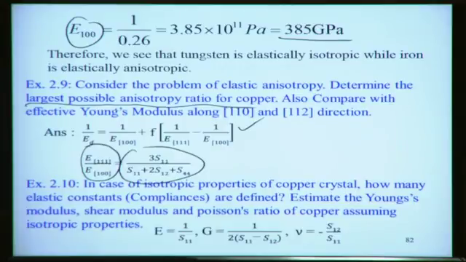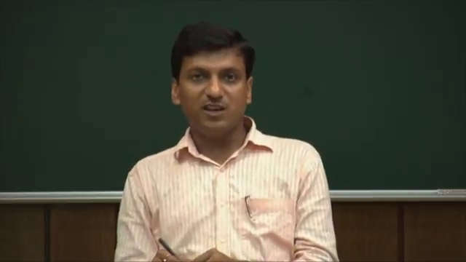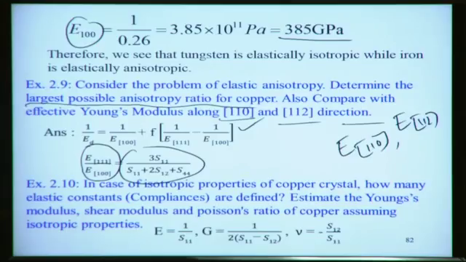Similarly, also compare with the effective Young's modulus along the 110 and 112 directions. So along 110 and along 112, we need to find the Young's modulus by a similar approach, and we can make some comments on whether anisotropy exists in the different directions. Next problem, we'll try to find, in the case of isotropic properties of a copper crystal, how many elastic constants or compliances are defined. Estimate the Young's modulus, shear modulus and Poisson's ratio of copper assuming isotropic elastic properties.